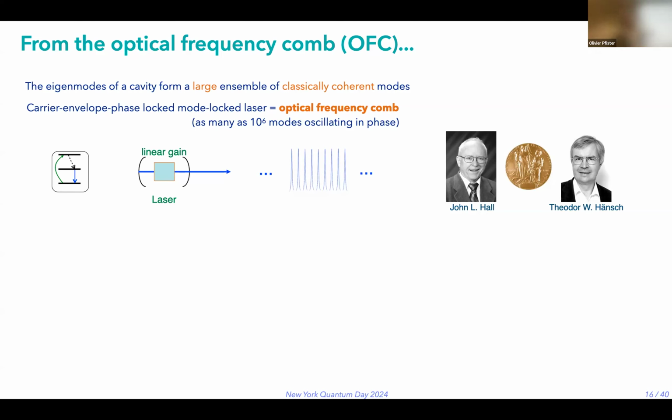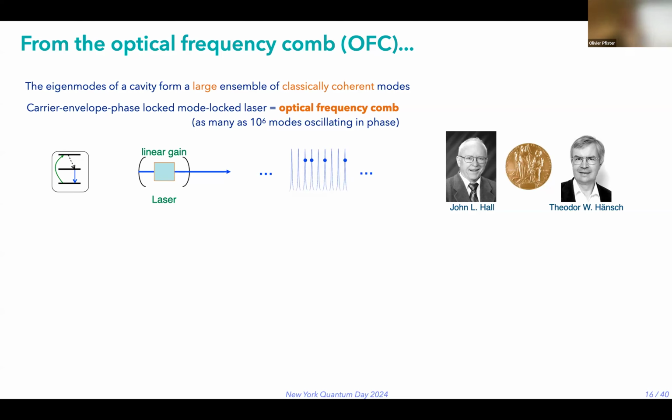Also, this is a very narrow band gain medium, but if you have a broadband gain medium, like in a Ti:sapphire laser, then you can emit a lot of different frequencies at the same time. It's called the optical frequency comb. Jan Hall and Ted Hänsch got a Nobel Prize in 2005 for using the optical frequency comb, stabilizing it so that it can be used for metrology and precision measurements, and revolutionized metrology and precision measurements. And the thing is that when the photons are emitted, they're emitted very fast, by stimulated emission, but one at a time.